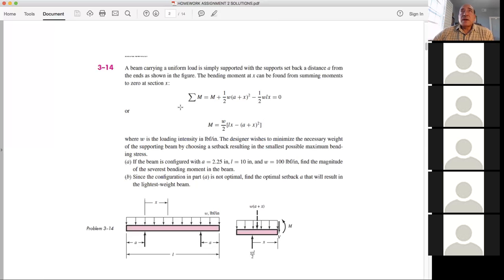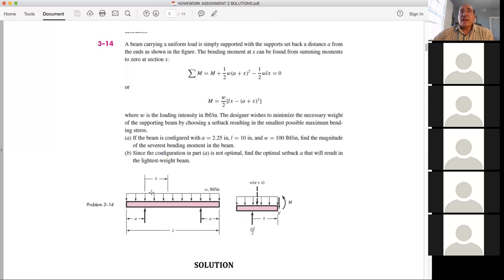In this problem, we have a distributed load and two simple supports. At these supports, we have reactions, and the distributed load is W in pounds per inch. These reactions will be exactly equal to W times the entire length of the beam, and half of it will be at each support. So it's WL/2 at each one.